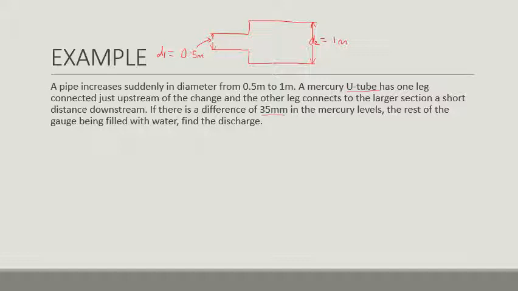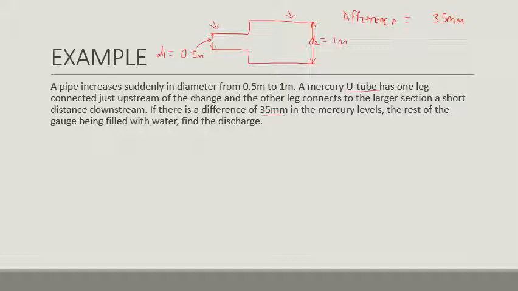So what this basically means is that the pressure in this section is measured, and the pressure in this section is measured, the relative pressure in both sections measured by a mercury U-tube device, and the difference is 35 mm.